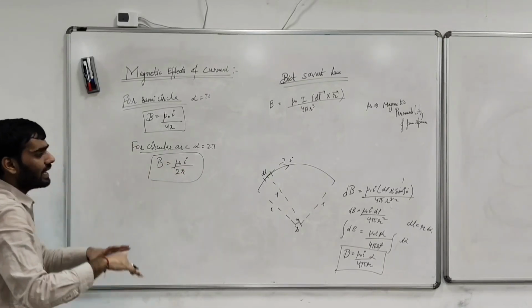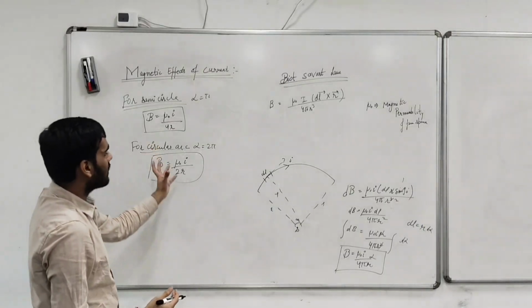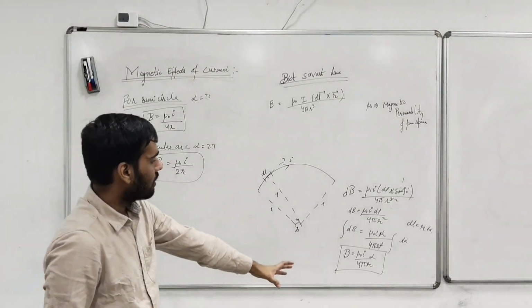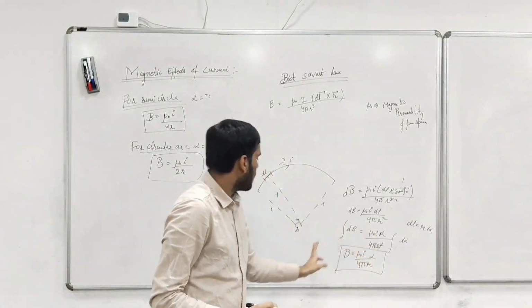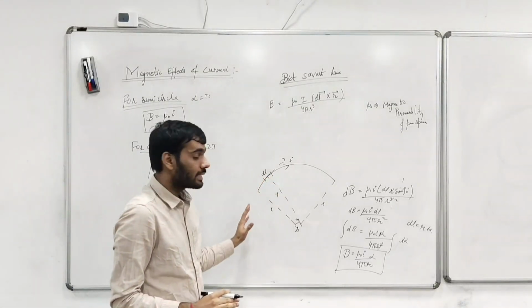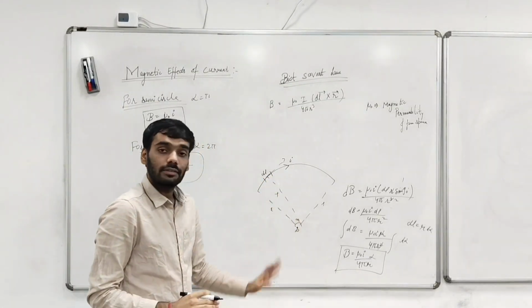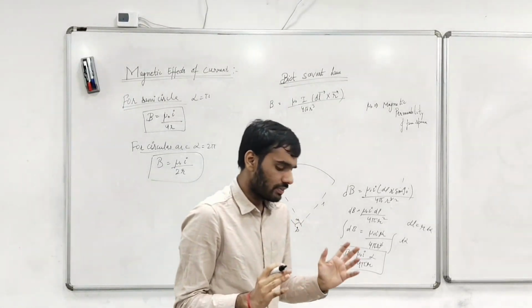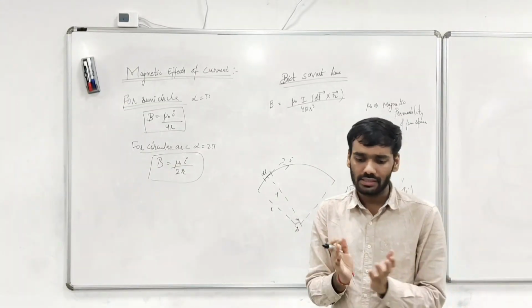So similarly, they can give you any kind of configuration, any kind of angle. You just have to use this formula. You just replace the angle, and you will get the magnetic field produced by that arc at its center. Okay, this is about some circular things we have discussed.